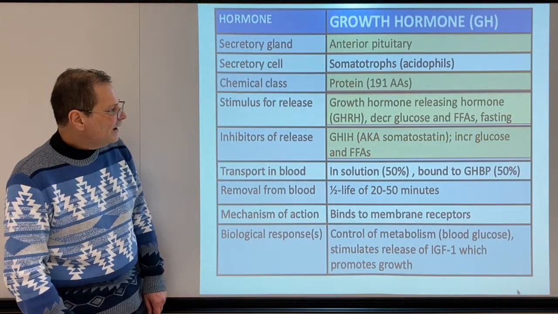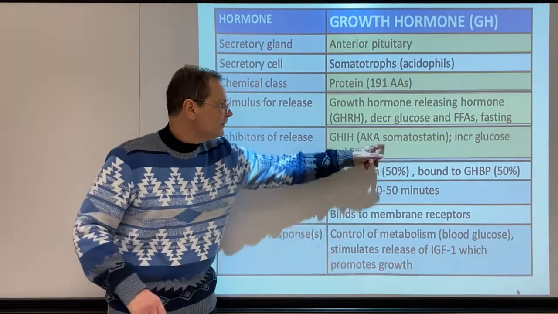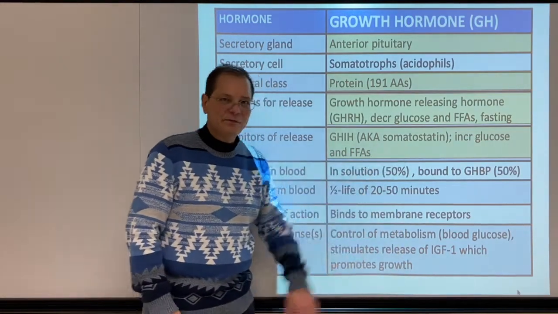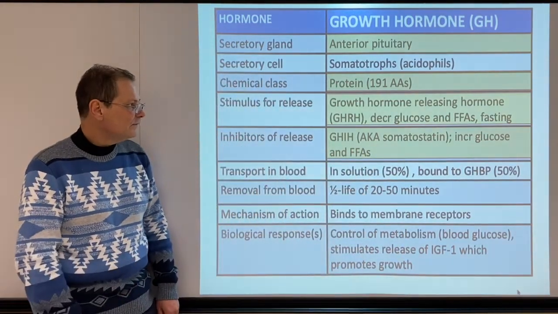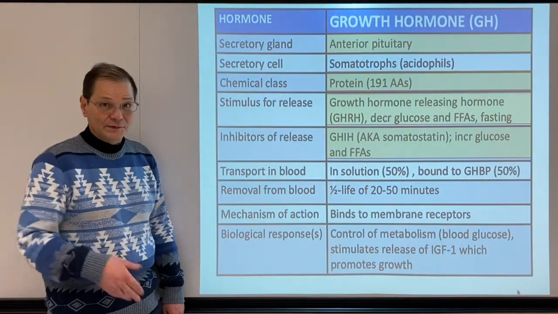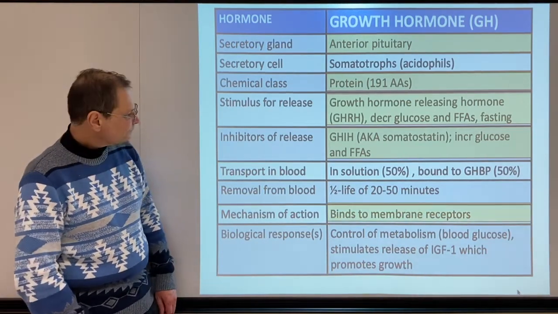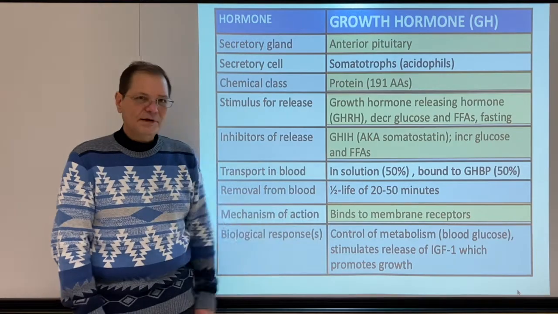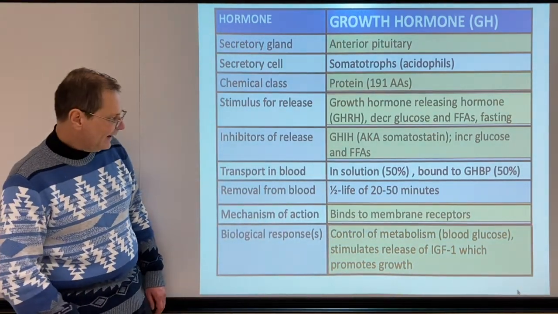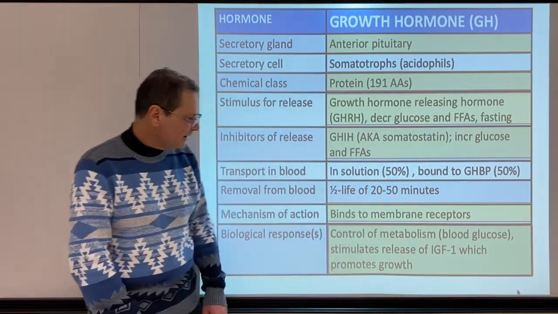It is inhibited by somatostatin. I will show you that. That also comes from the hypothalamus. And high glucose and fatty acids will bring growth hormone levels back down because you don't need to increase your circulating levels of substrate in that case. It binds to membrane receptors, as you might expect. It's a protein. It can't get across the membrane. And its primary job is to bring blood glucose back up toward normal.